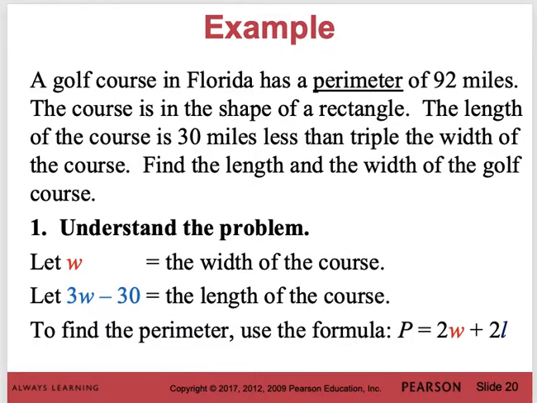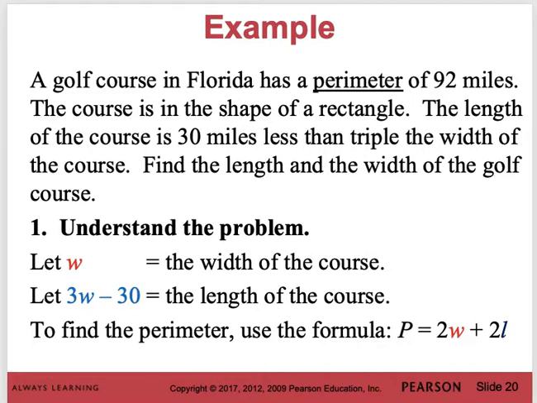Here's an example with a story problem. A golf course in Florida has a perimeter, or the distance around, of 92 miles. The course is in the shape of a rectangle. It might help to draw a picture here. The length of the course is 30 miles less than triple the width of the course. Find the length and the width of the golf course.